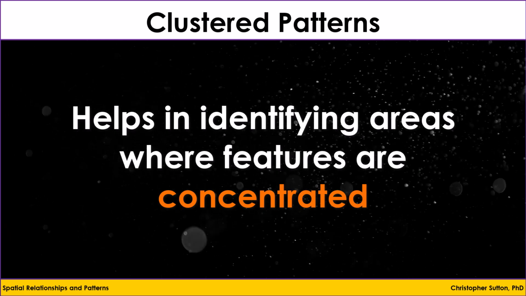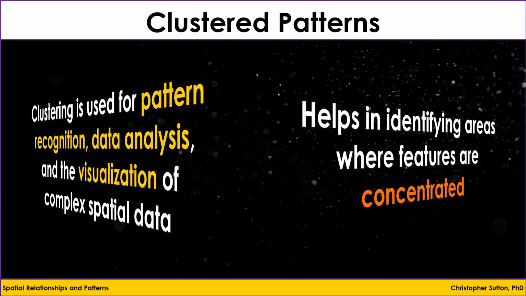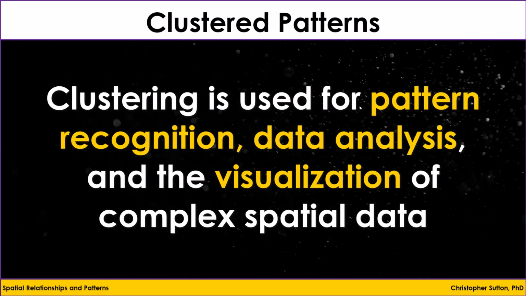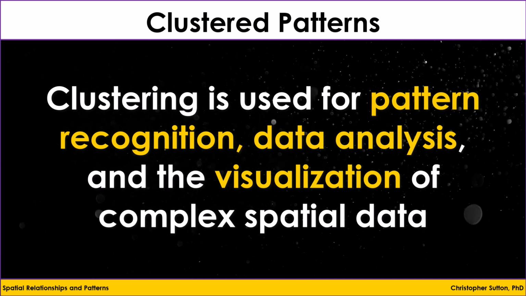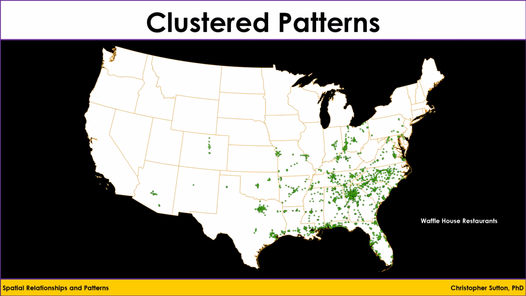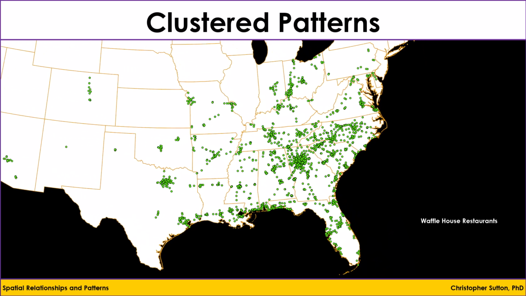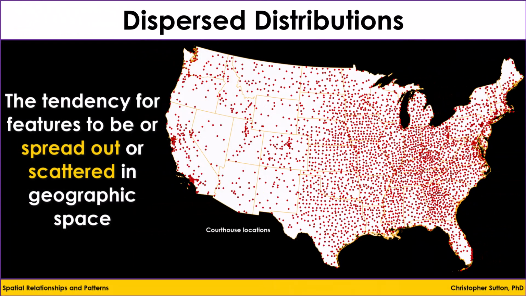This technique helps in identifying areas where features, such as points, lines, or polygons, are concentrated. Clustering is used for pattern recognition, data analysis, and the visualization of complex spatial data, making it easier to identify trends, anomalies, or significant groupings within the data. On this map of Waffle House restaurants, we can see locations where clustering occurs. Dispersed distributions occur when features are spread out or scattered in geographic space. GIS can be used to analyze the dispersion of a species in an ecosystem, showing how certain animals are distributed across a landscape.